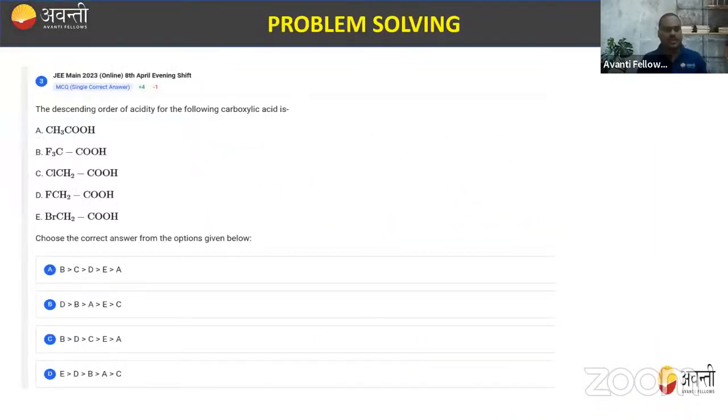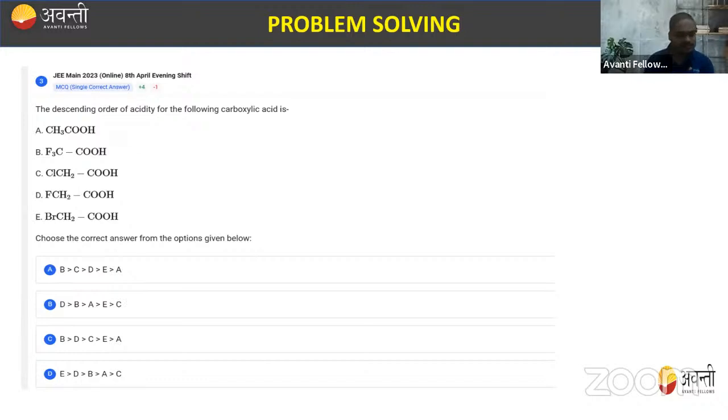So the first question is the decreasing order of acidity of the following carboxylic acids. They are asking what is the decreasing order of the acidity of the following carboxylic acids. We have options A, B, C, D, E, five of them, and you have to arrange them in the decreasing order of their acidity. So, on which factor does this acidity depend?